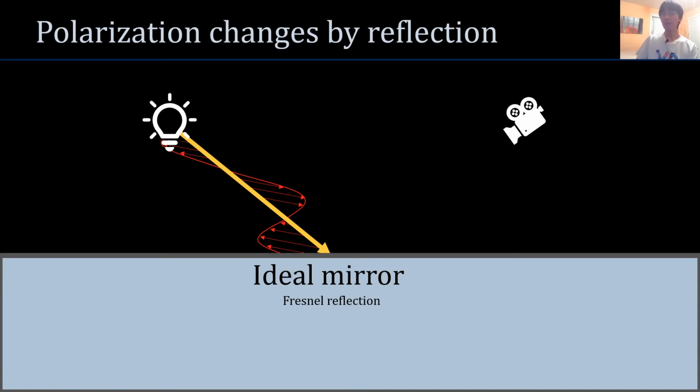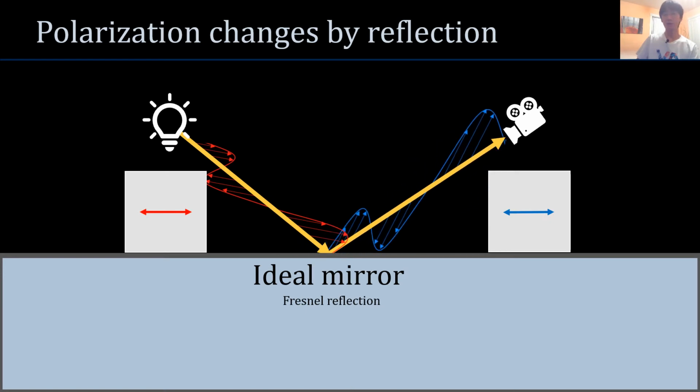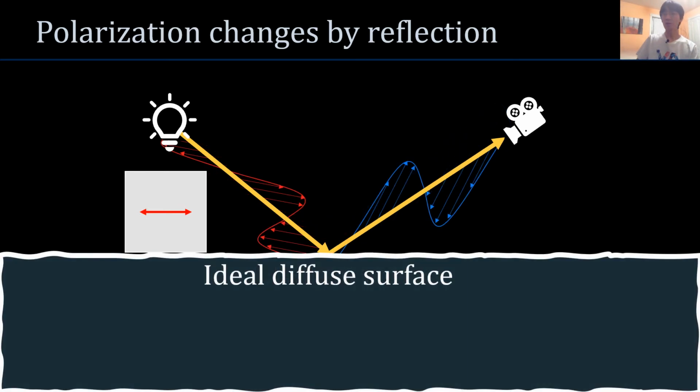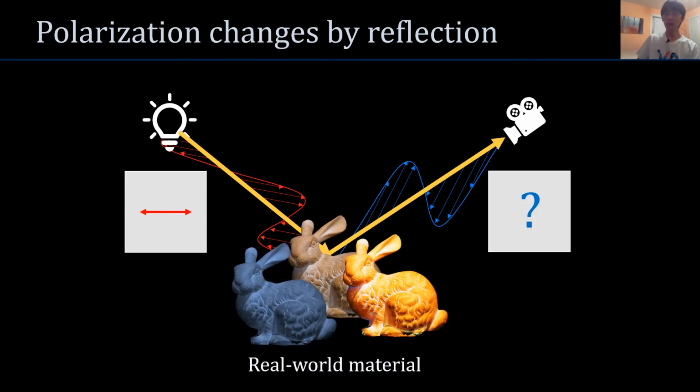For an ideal mirror, linearly polarized light remains as linearly polarized following Fresnel reflection. If the object has ideal diffuse reflectance, the light becomes unpolarized after reflection. Then, how does the reflection on real-world materials change polarization?